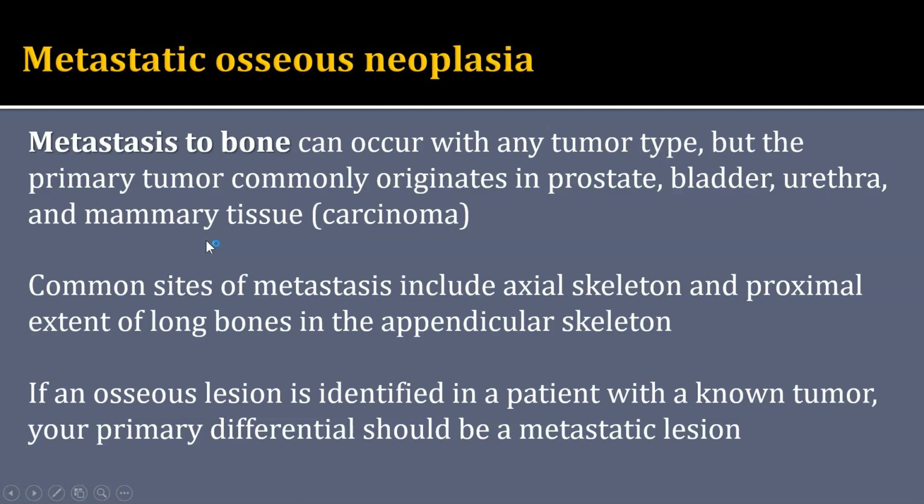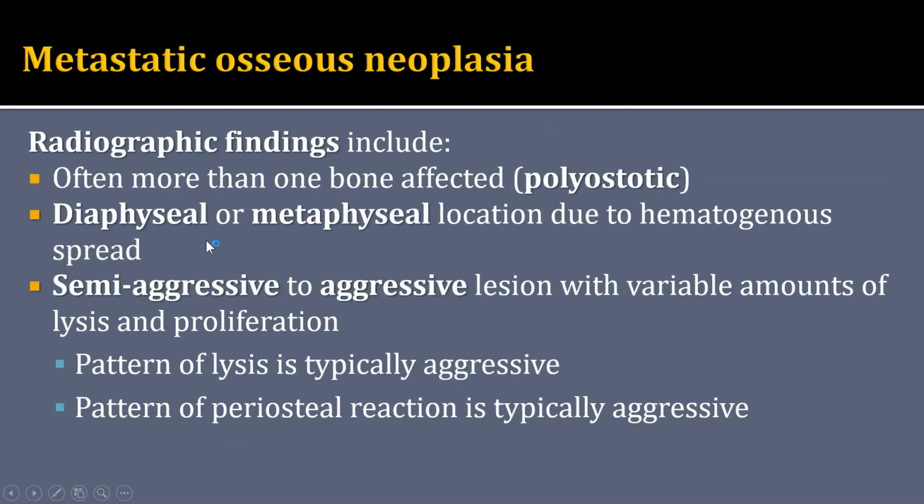However, we haven't always identified the primary tumor when the patient actually presents for the osseous lesion, so it's always important to do a careful physical examination when you're assessing your patients to identify if there is another primary. Unfortunately, the radiographic findings of metastatic osseous neoplasia are, again, nonspecific and really will oftentimes look like the same findings that we talked about with primary bone tumor.